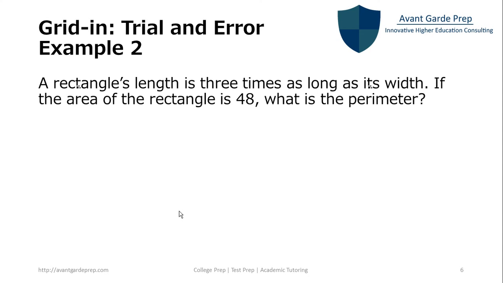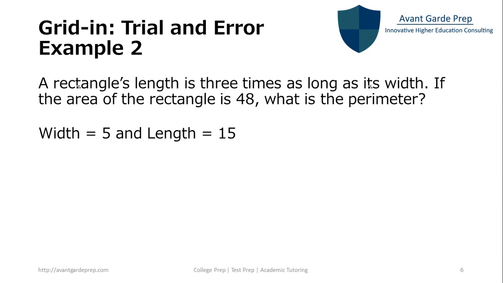So this is where we can actually make up some numbers and make sure they meet the constraints of the length being 3 times the width, and then we can find out if that area does equal 48, and once we solve that we can then find the perimeter. So with this problem we'll go ahead and start with a width of 5.